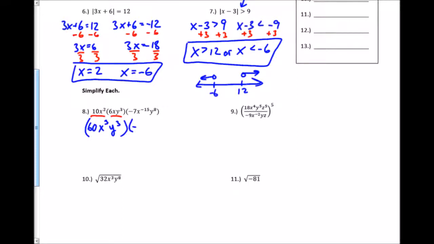And now I'm going to multiply that by this second piece over here. And when I do that, again, I multiply the numbers out front. That's a negative 420. I add the exponents. That's a negative 12. That's a positive 11.